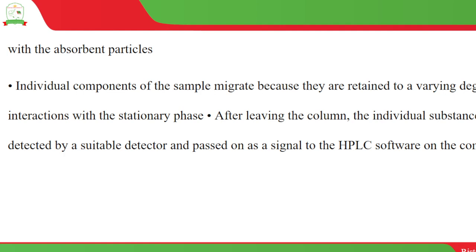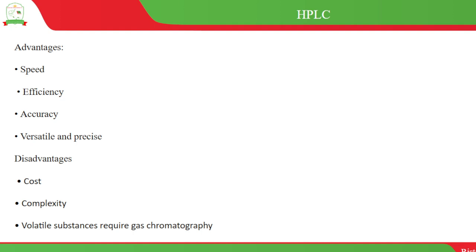After leaving the column, each individual substance will be detected by a suitable detector, and the signal is passed on to the HPLC software on your computer, which reads everything for you. You don't need to do manual calculations. The advantages of HPLC are that it is high speed, efficient, accurate, versatile and precise. However, the disadvantages are that it is very costly, very complex in operation and functionality, and volatile substances are required, as with gas chromatography.